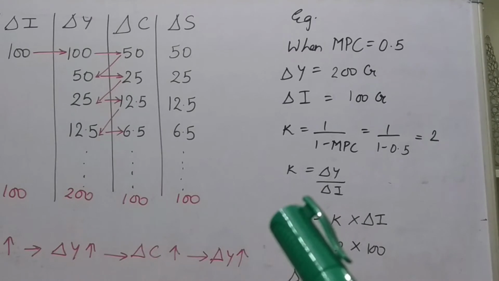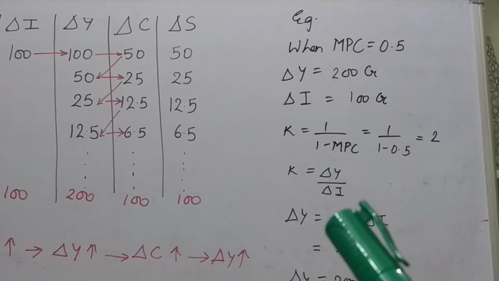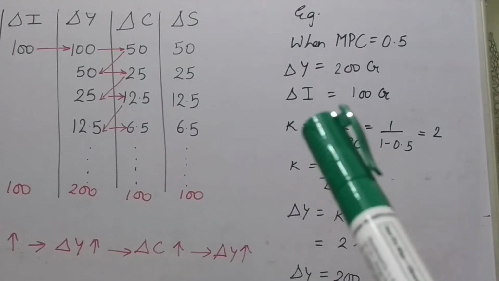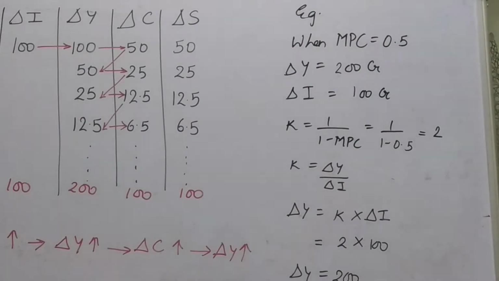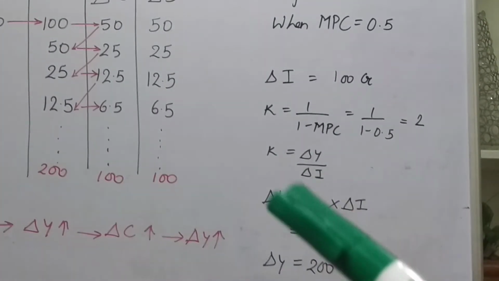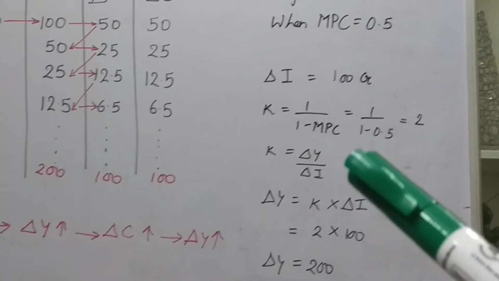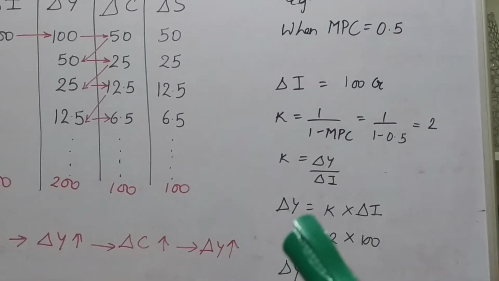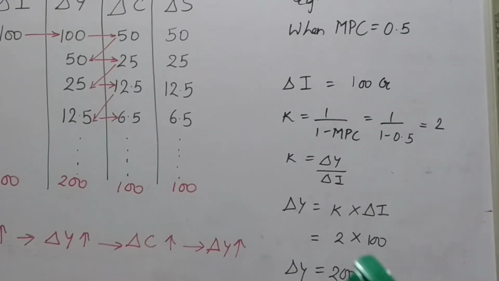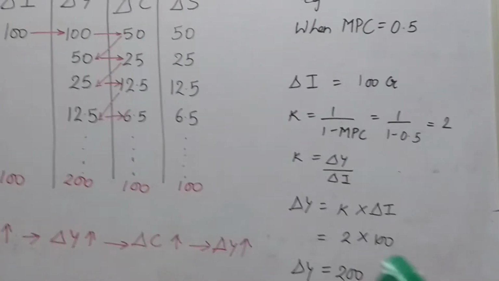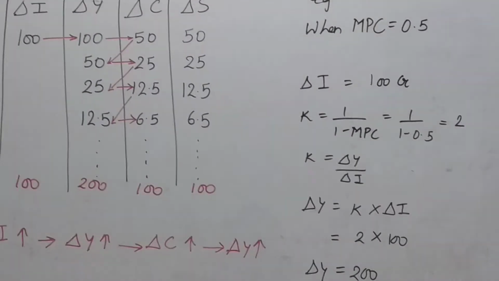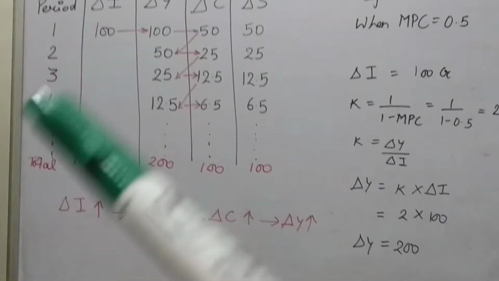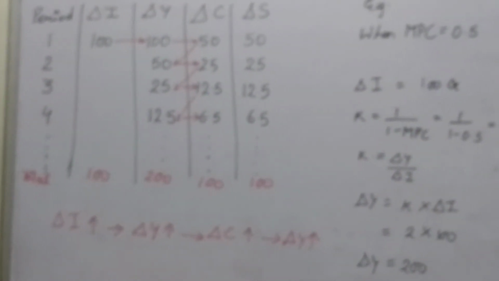Now we are going to keep another formula of multiplier, K equals delta Y upon delta I. So now we have to find out the change in the income, because the change in the investment is 100 crores. When we keep the values in this formula, K equals delta Y upon delta I, delta Y we want to calculate, that means change in the income. So K into delta I, 2 into 100, because 100 crore rupees is first of all invested in the economy. So 2 into 100, so change in the income is 200, and the same value 200 we have got in this schedule also because of this formula.